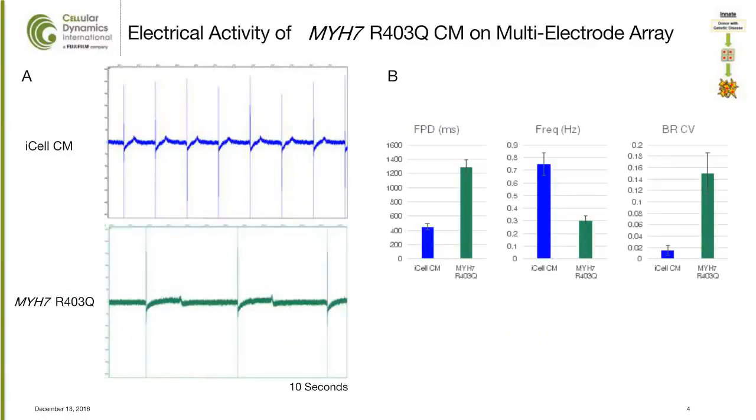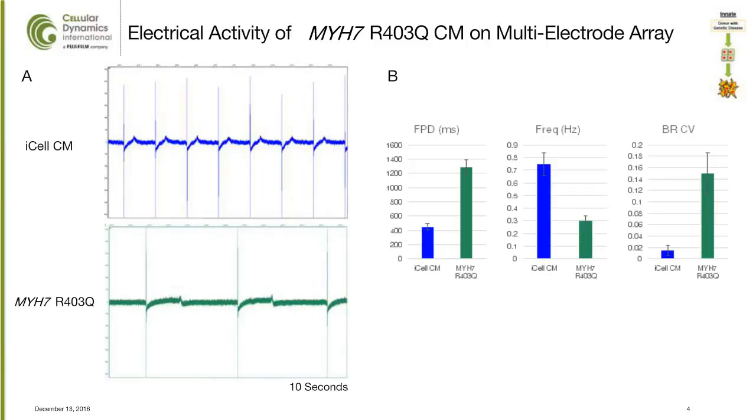Next, we wanted to look at the electrical activity. I've just shown you an example of the impedance looking at the beating behavior. This is now a more direct measure of electrical activity using the MEA. In these experiments, the cells are plated as a high concentration dot over the recording electrodes, and the electrical activity is measured. In panel A, I'm showing the control iCell cardiomyocytes' representative field potential morphology. And in B, I'm showing the R403Q mutation's representative field potential.